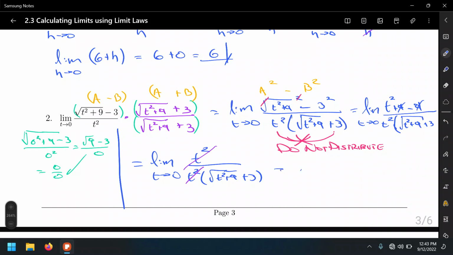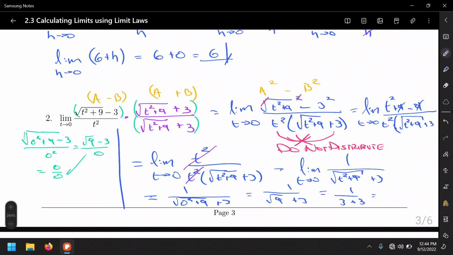And this will be the limit of 1 over the square root of t squared plus 9 plus 3 as t approaches 0. Once we get rid of those factors that cause the 0 over 0, we're safe to do the direct substitution once again, and this will be 1 over the square root of 0 squared plus 9 plus 3, that's the square root of 9 plus 3, which is 1 over 6. How about it? Do you see all the algebra that we need for this kind of problems?